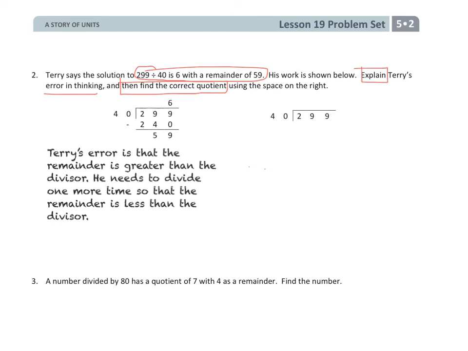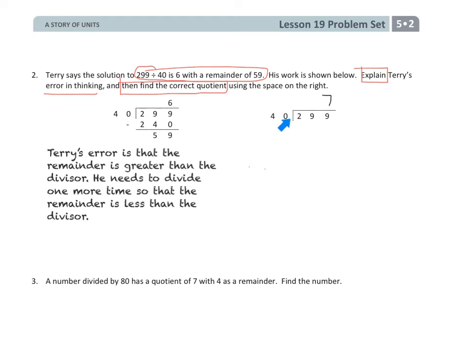And so now that we know that he has to divide one more time, on the right, we need to show that thinking or show that work. So if we know that it can't be 6, it's got to be one more time. So 1 more than 6 is 7. So I'm going to put a 7 above the 9 in 299.